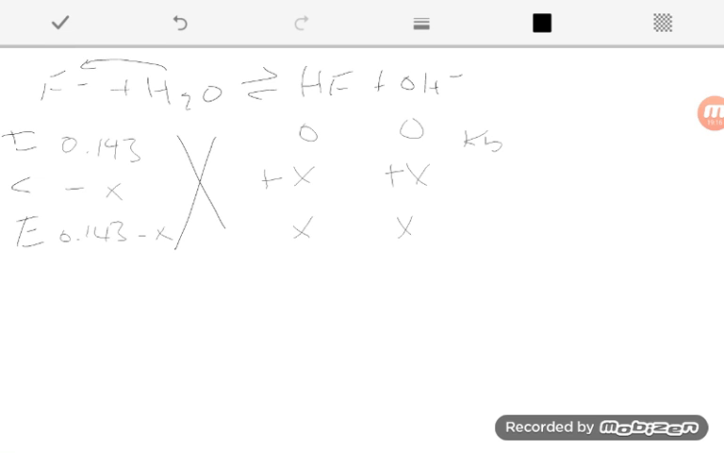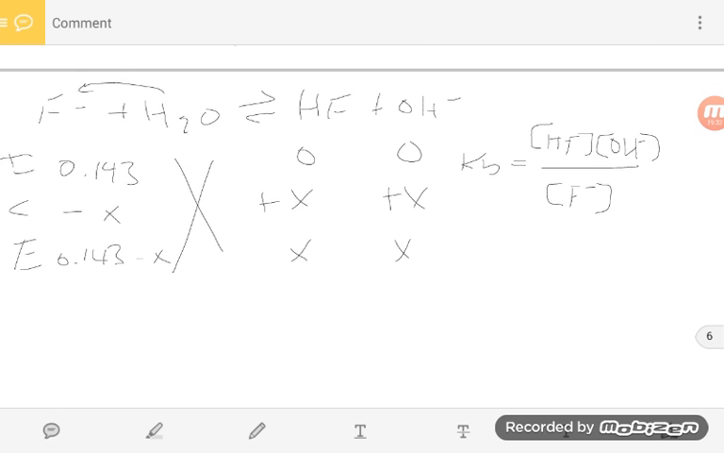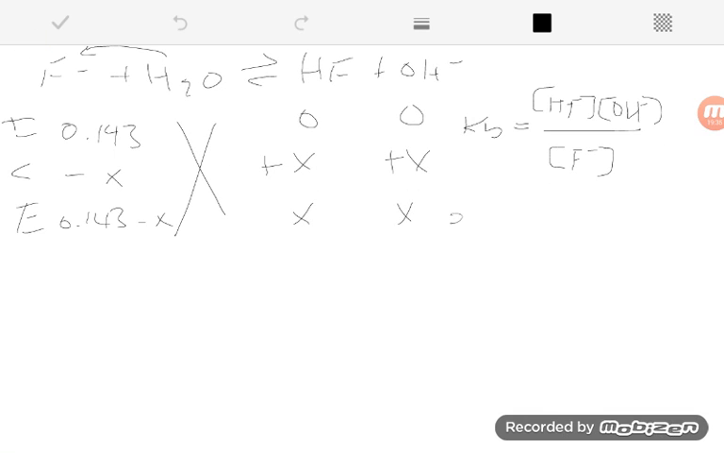Meanwhile, I can write an expression for my Kb, which is going to be equal to HF times OH minus over F minus. So I plug in my numbers. If we recall, we calculated my Kb. That's 2.9 times 10 to the negative 11. So I have 2.9 times 10 to the negative 11 is equal to x squared over 0.143 minus x. We do our usual x is small, so I can get rid of it. And now I just make it a really simple problem.